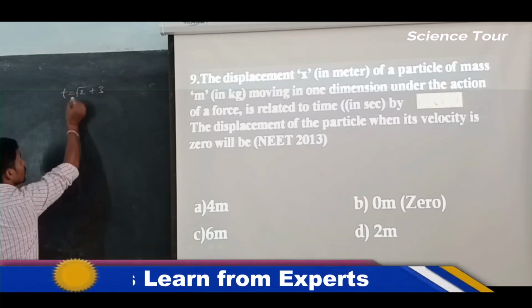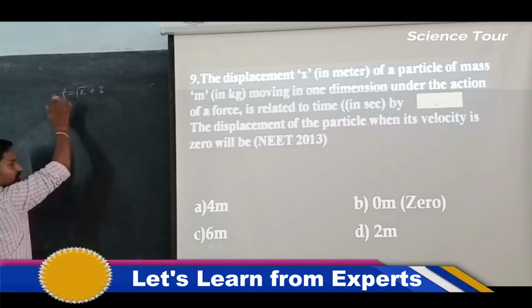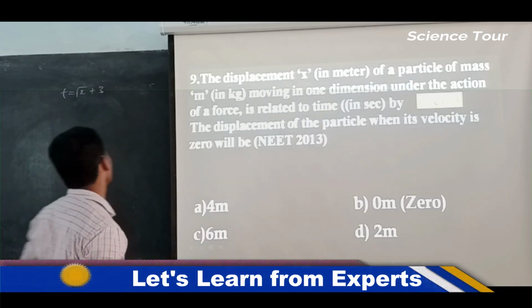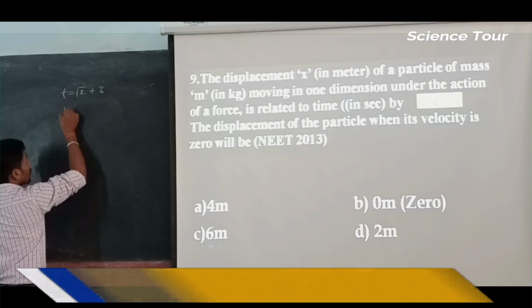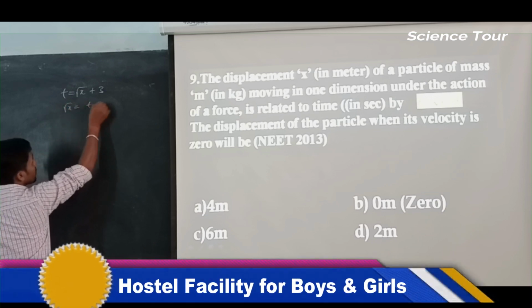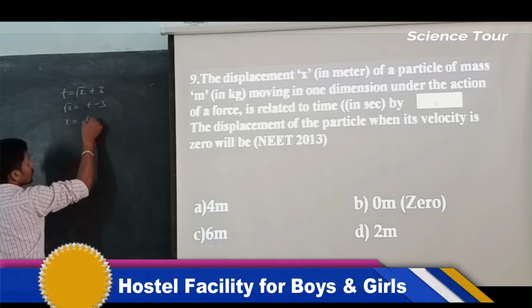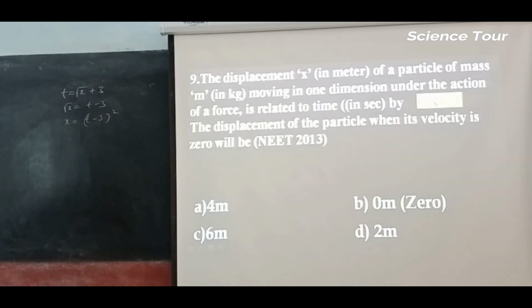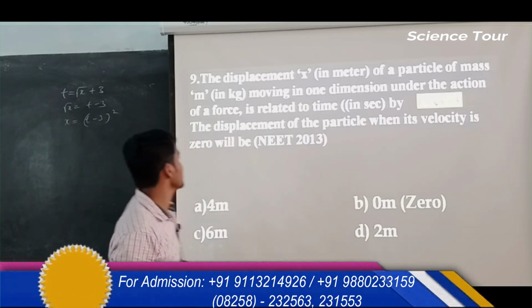Now what do I have to do? I have to find x. The equation is not given in order, so I have to rearrange it in terms of x. Square root of x is equal to t minus 3. I will square it, so x is equal to (t minus 3) whole square. That is x.